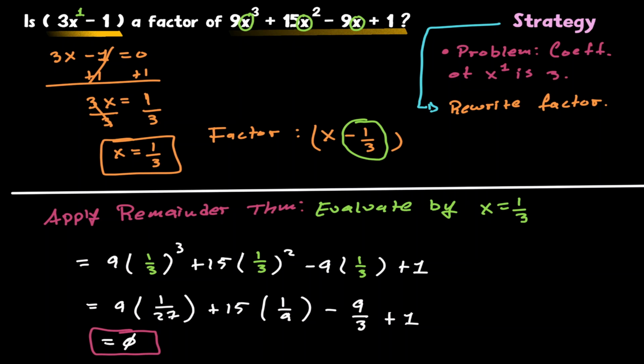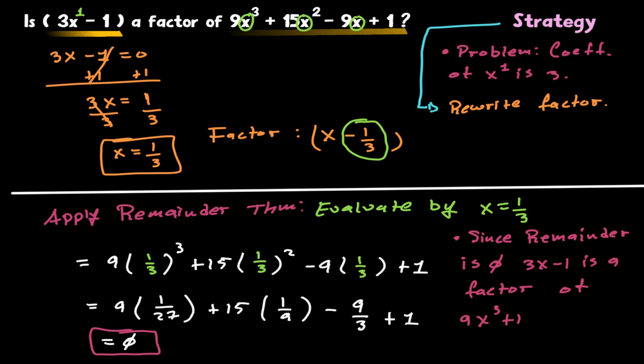So we can come up with a conclusion. Because our remainder is equivalent to 0, then we can say that 3x minus 1 is a factor of the expression 9x cubed plus 15x squared minus 9x plus 1. And we obtained the result by using the remainder theorem.